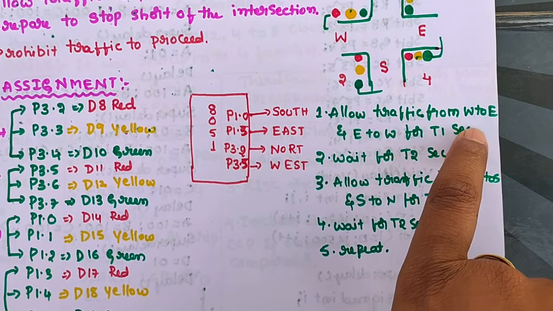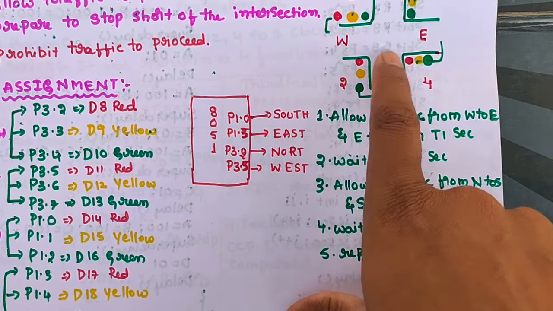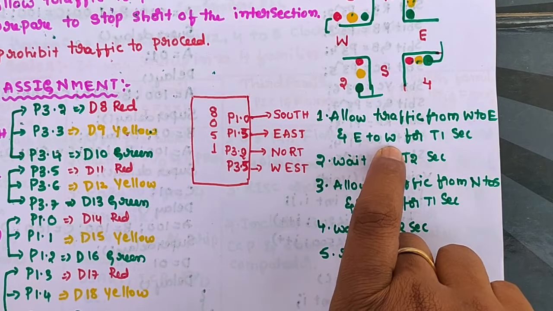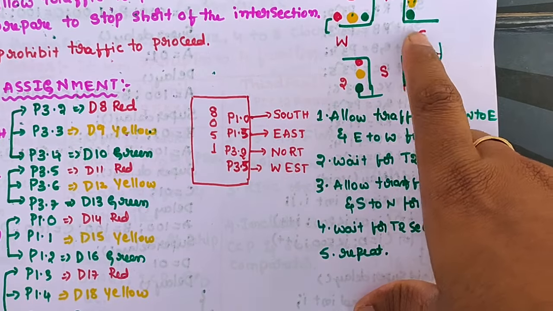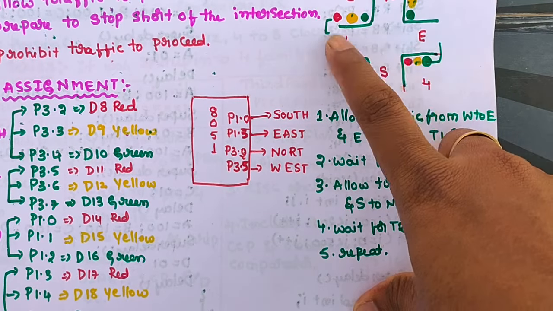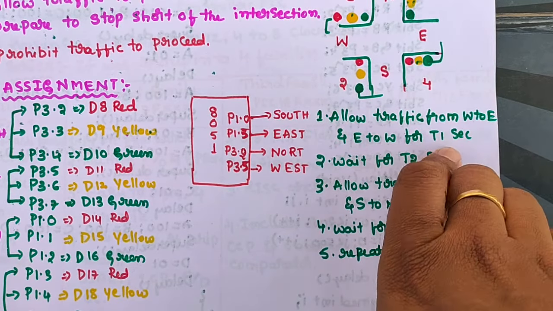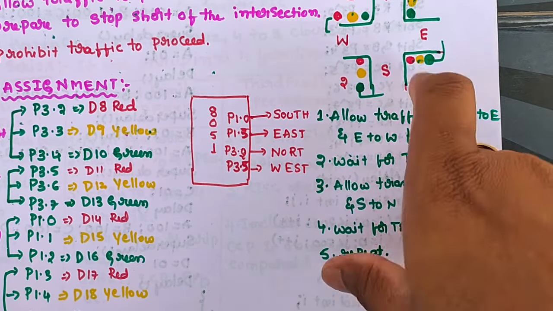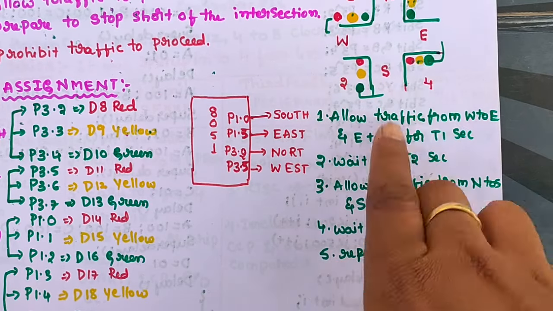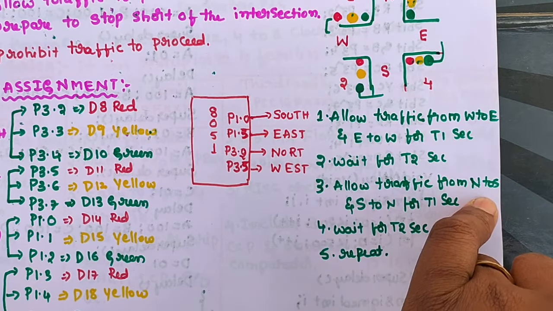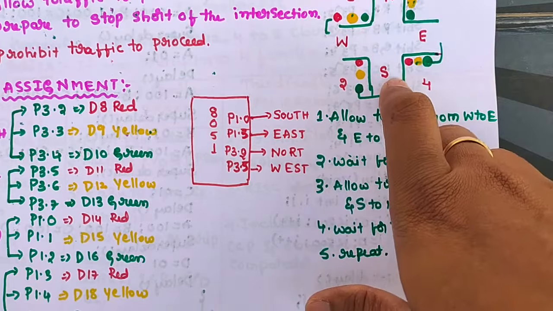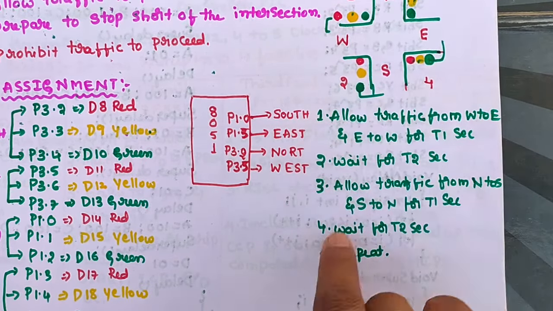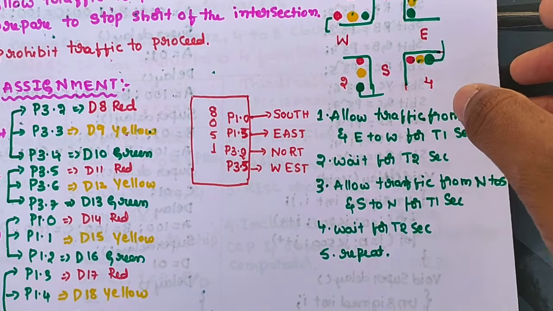Allow the traffic from west to east and east to west for time t1 seconds, that is some counter value or delay. Then wait for t2 seconds, and again allow the traffic to move from north to south and south to north for t1 seconds, and make some delay of t2 seconds.